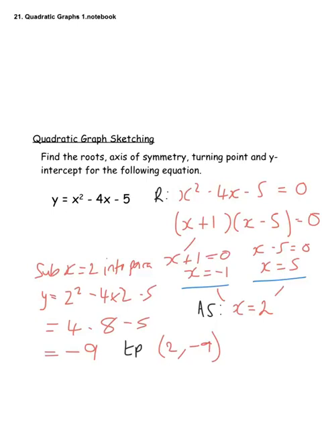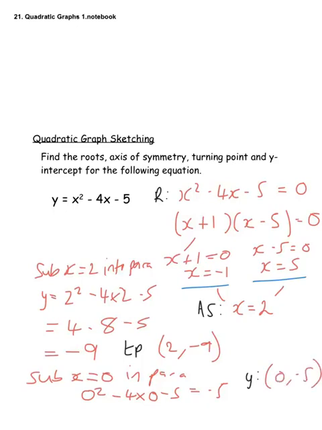Oh, we need to find the y-intercept as well. So what we need to do is we need to substitute x equals 0 into the parabola, and that will give us 0 squared minus 4 times 0, take away 5, which is just equal to minus 5. Alright, so our y-intercept is going to be the point 0, minus 5.